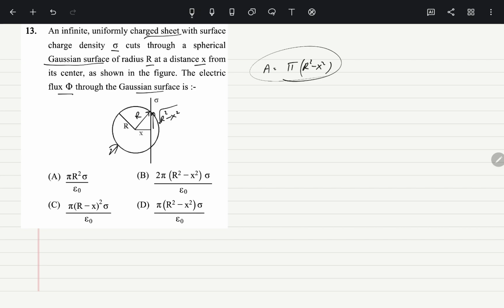Pi into r square minus h square. Okay, now in the circular face the charge enclosed is equal to sigma into area. So sigma into pi into r square minus h square, and what is the flux? So q by epsilon naught. So sigma into pi into r square minus h square divided by epsilon naught. So option D is correct here. Clear? Let's move to the next question now.